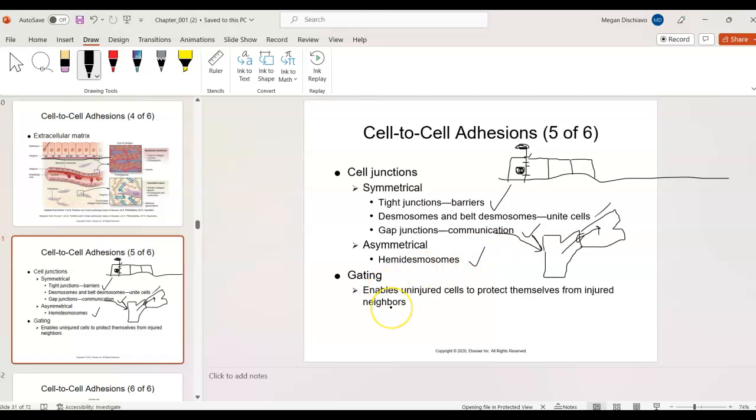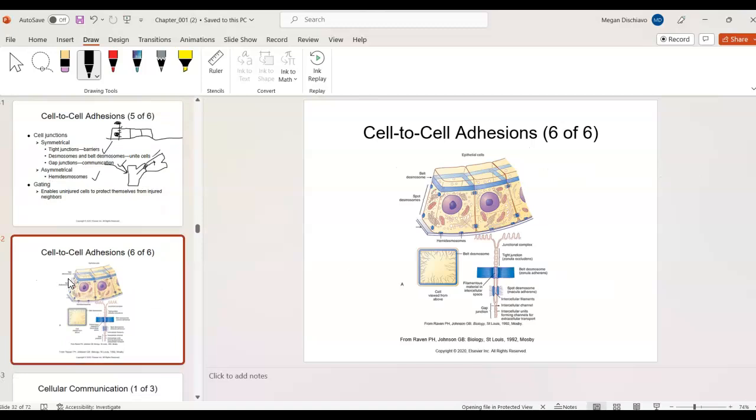Gating means that uninjured cells will protect themselves from injured neighbors. It'll shut those communications between cells down, hopefully to stop the spread of diseases and anything that may be coming from one cell to the next. So this shows gap junctions, some desmosomes, and tight junctions.